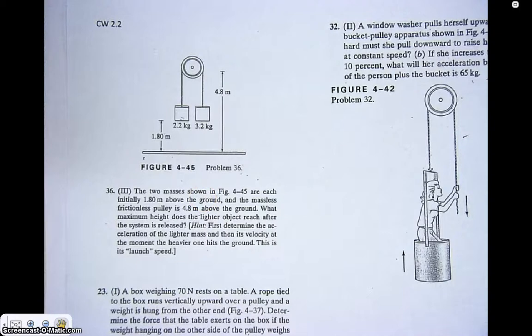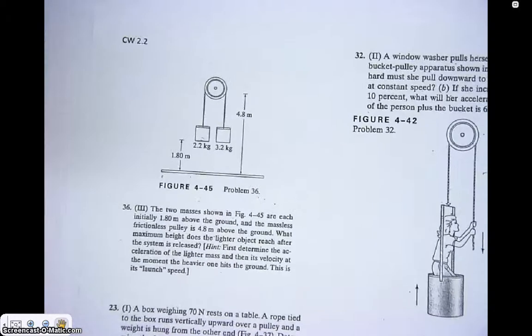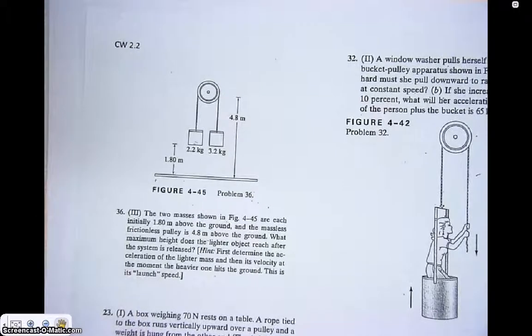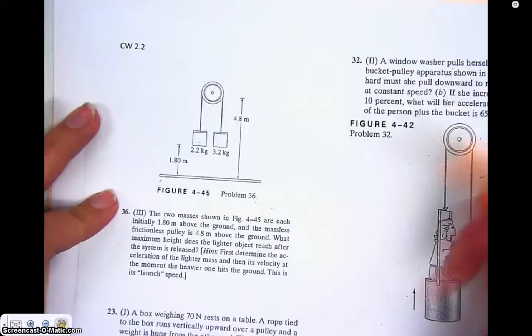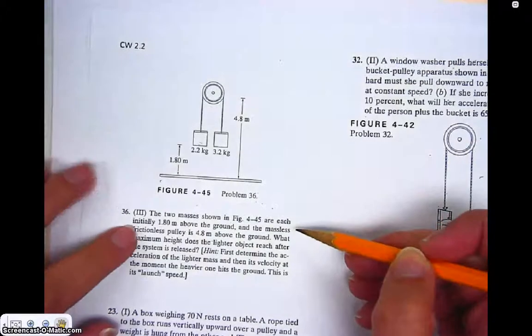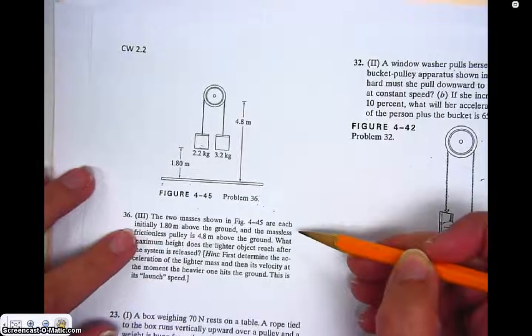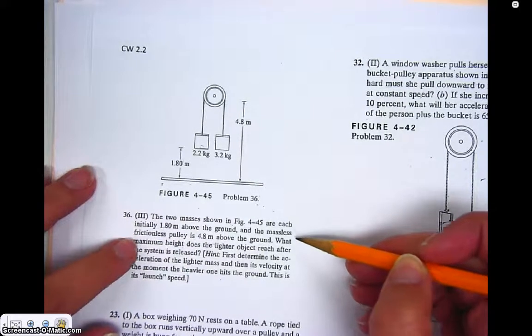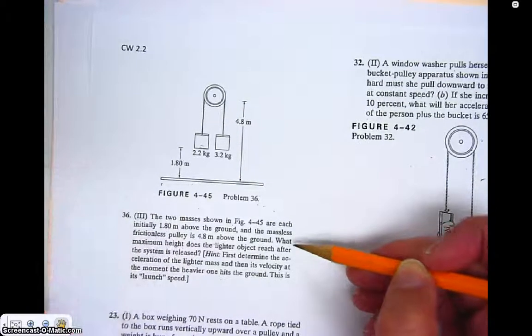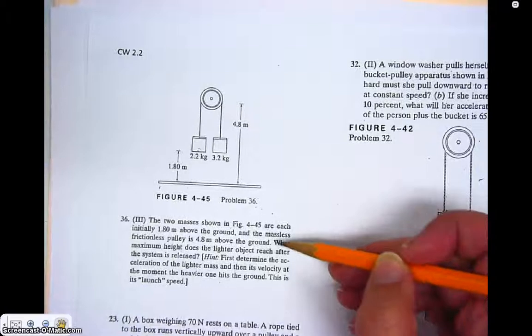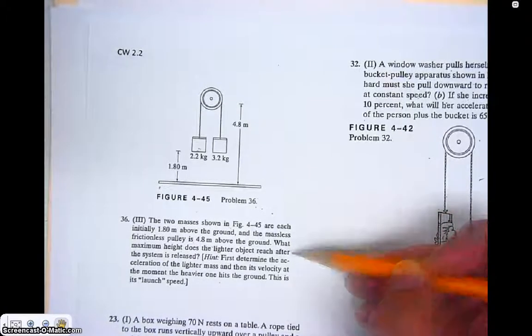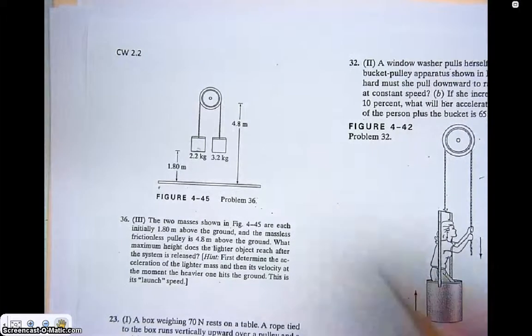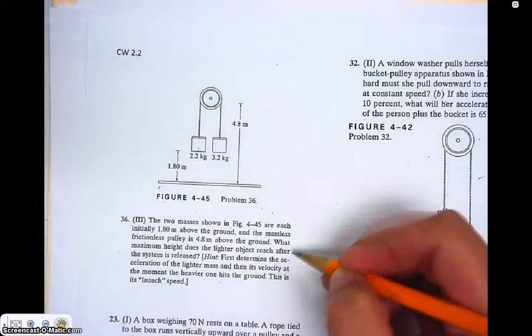In this video I'm going to do number 36 from classwork 2.2. This one says that you have two masses hanging over a pulley, and each of them is initially 1.8 meters above the ground. The massless frictionless pulley is 4.8 meters above the ground. What maximum height does the lighter object reach after the system is released?